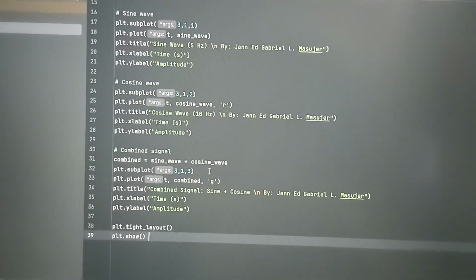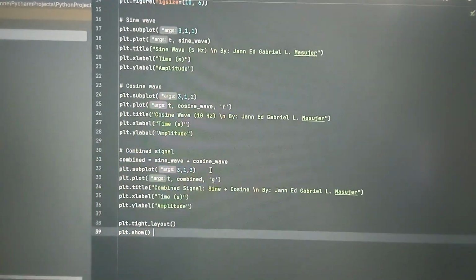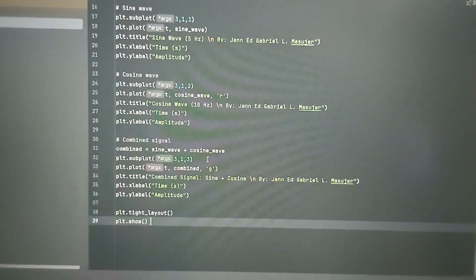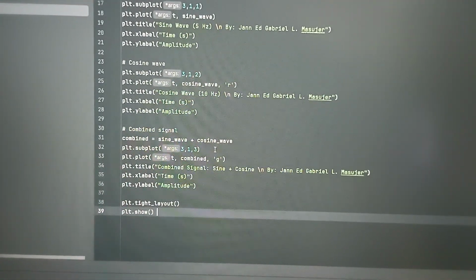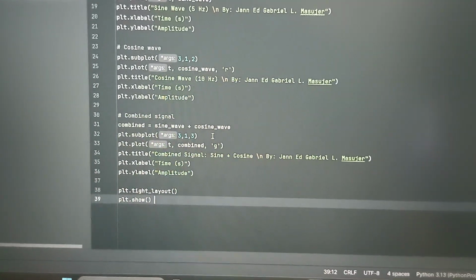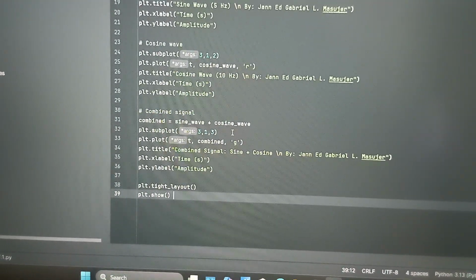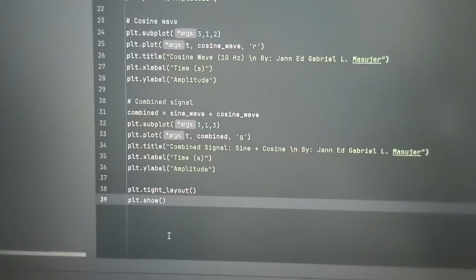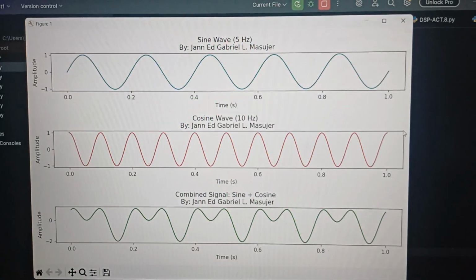So within the combined wave, you combine the sine wave values and the cosine wave values. Same plotting, where we simulate a composite signal, which is common in digital signal processing. The third subplot displays this green waveform, represented by g. Its shape is more complex because it is a superposition of two different frequencies, 5 Hz and 10 Hz. Lines 38 and 39 output the wave. And here is the final output.